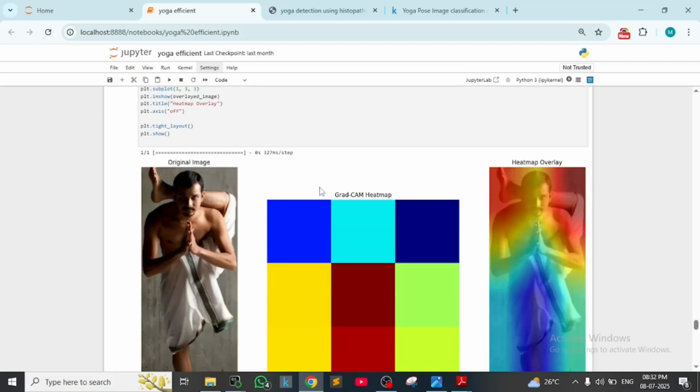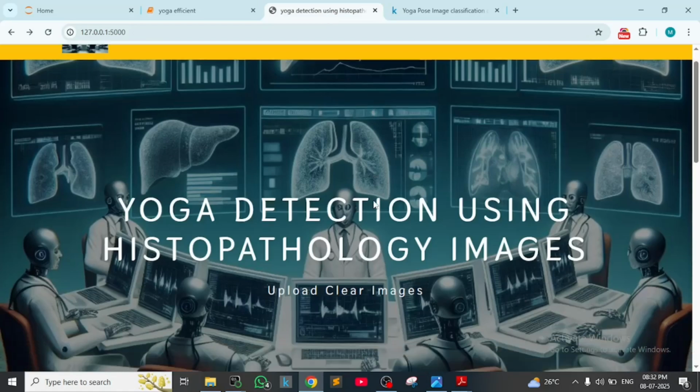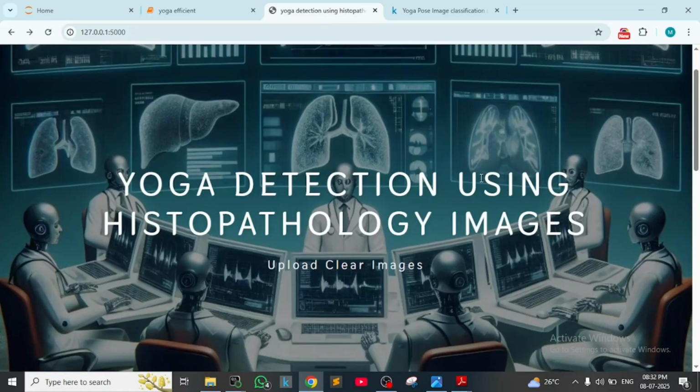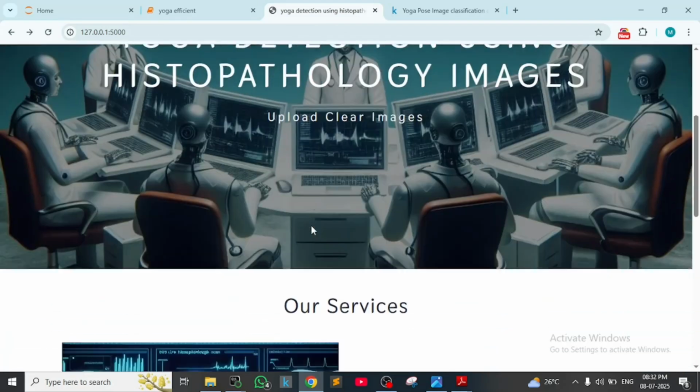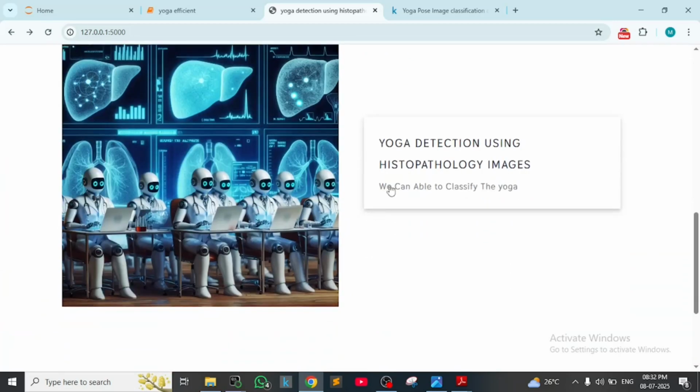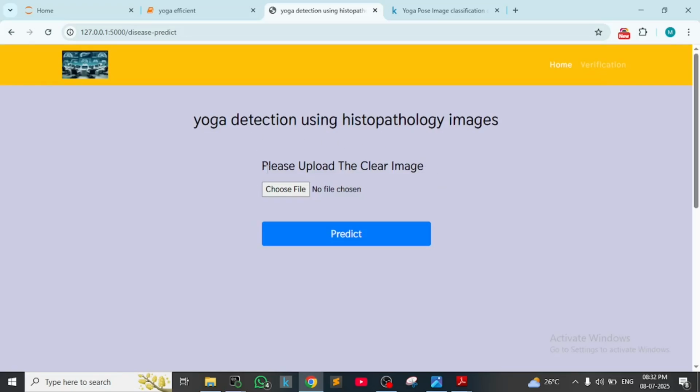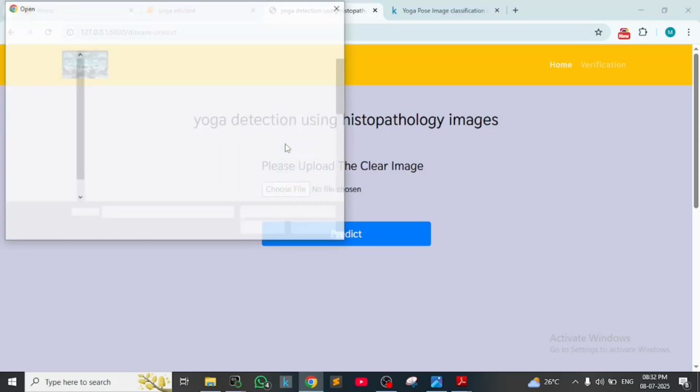After that, we built an application for this model for yoga pose detection. We are able to classify the yoga pose. Click here for the classification of the yoga pose. Please upload a clear image. Choose the file, that means we have to upload the image.